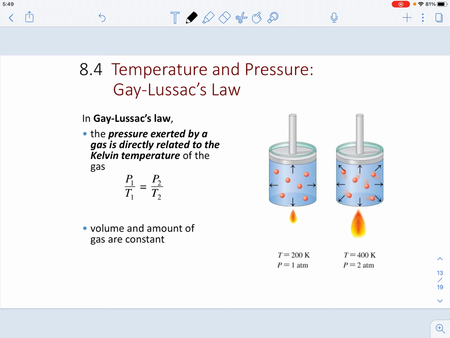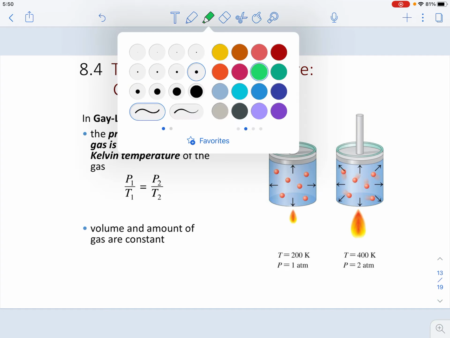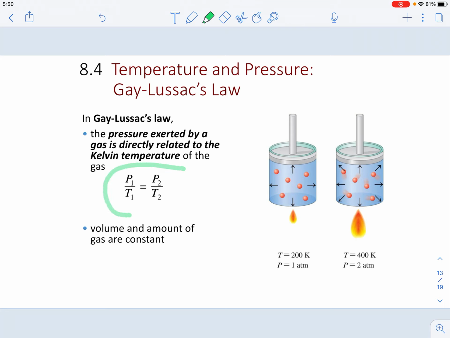The next gas law that we're going to talk about is the relationship between temperature and pressure, which is given by Gay-Lussac's Law. In Gay-Lussac's Law, understand that it's given by the equation P1 over T1 equals P2 over T2. When it comes to the relationship between pressure and temperature, understand that they are directly related. What does that mean? That pressure is proportional to temperature.